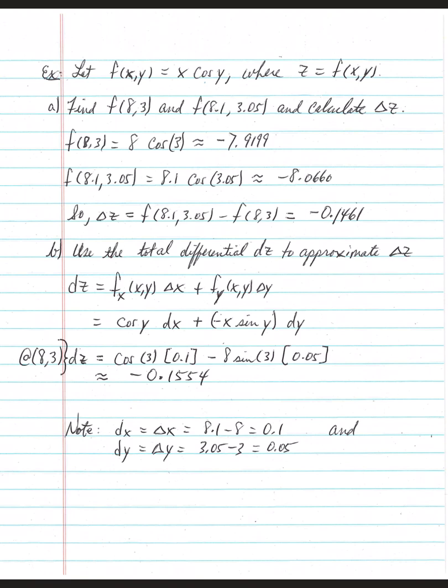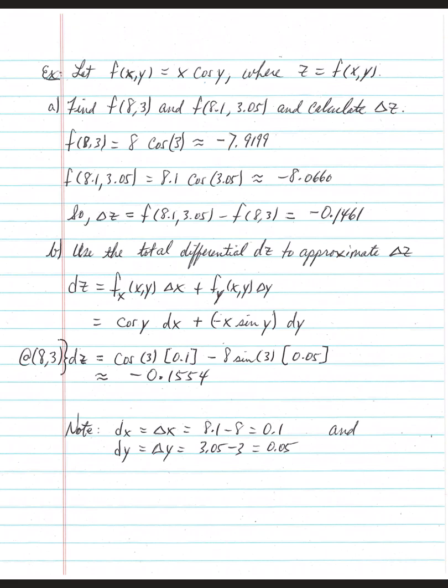Let's do one more example, and this one will integrate some trig into it. We're going to let f of (x, y) be equal to x times cosine y. Again, I'm going to define z as our function of two variables. Let's find f of (8, 3), f of (8.1, 3.05), and then we'll calculate the change in the function value. f of (8, 3) is 8 cosine 3. Make sure you're in radian mode.